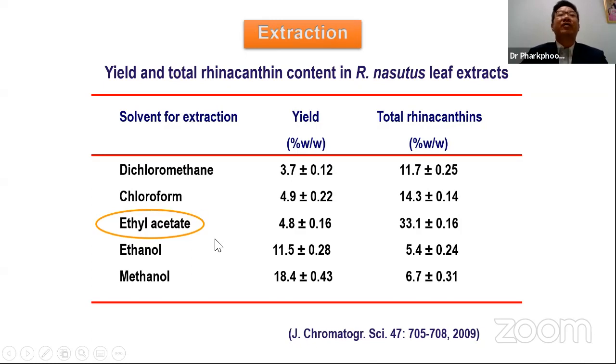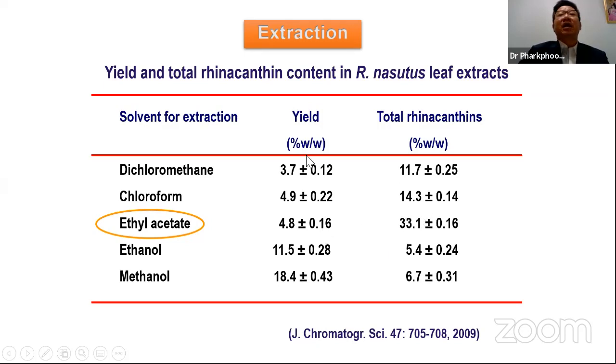We determined the solvent suitable for extraction of linocantin from the leaf of Linocantus nasutus, and we varied the polarity of the solvent from most polar to most non-polar. From the structure of linocantin, you will know that it is a naphthoquinone ester, and we classify it as a nonpolar compound. But we do not know how nonpolar the compound is. Then we have to vary the polarity of the solvent for extraction. And from the research, we found that ethyl acetate is the most suitable for extraction of linocantin from the leaf.